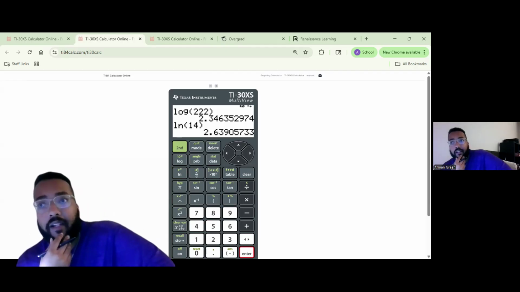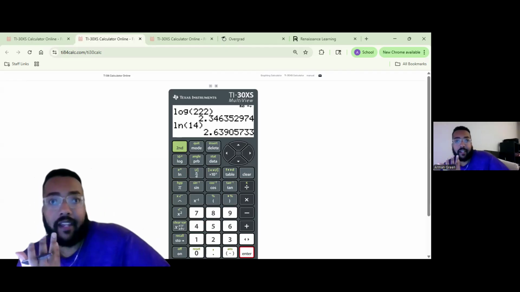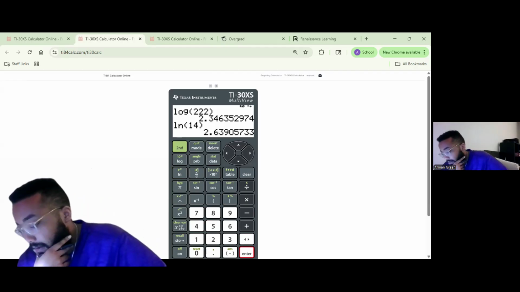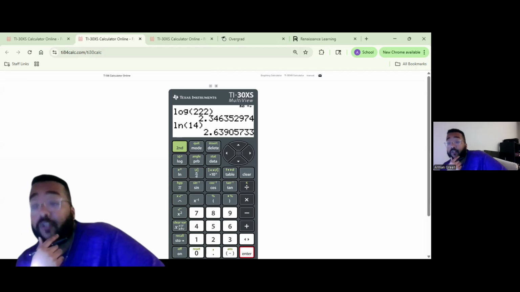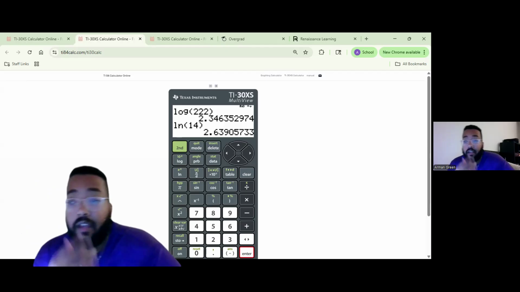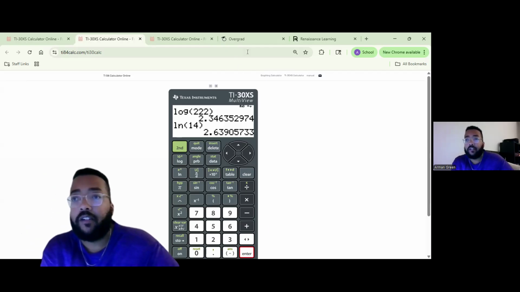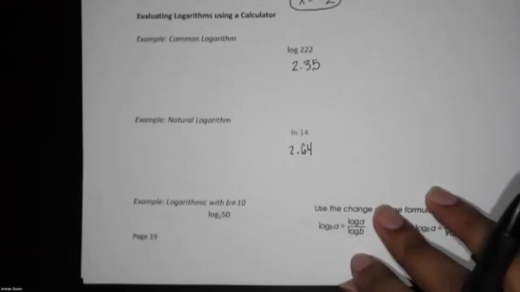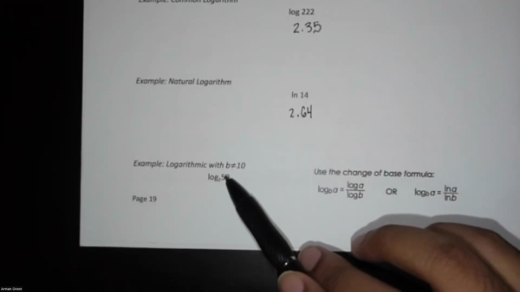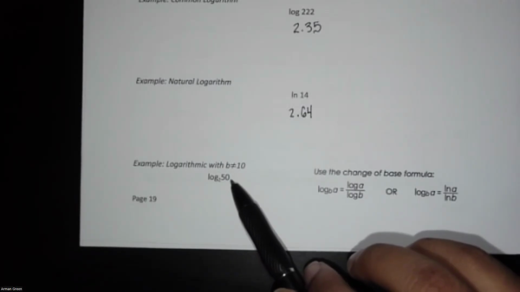Now, these two are pretty straightforward, and these two are like, hey, okay, I can do that. I got a calculator that tells me that. But if you look at the bottom of page 19, you have an example there that says you have the log with a base of 2 of 50. And we're trying to figure out what that equals. Okay, so this is where I'm going to stop sharing just for one moment, and I'm going to go back to this. Okay, so I have log base 2 of 50, and I want to figure out what that equals.